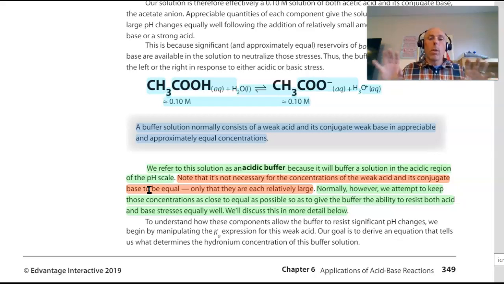So again, we want the concentrations to be high so that enough strong acid or base can be added without the pH changing too much. And we want the concentrations to be similar so the buffer system buffers equally well against the addition of a strong base or a strong acid.